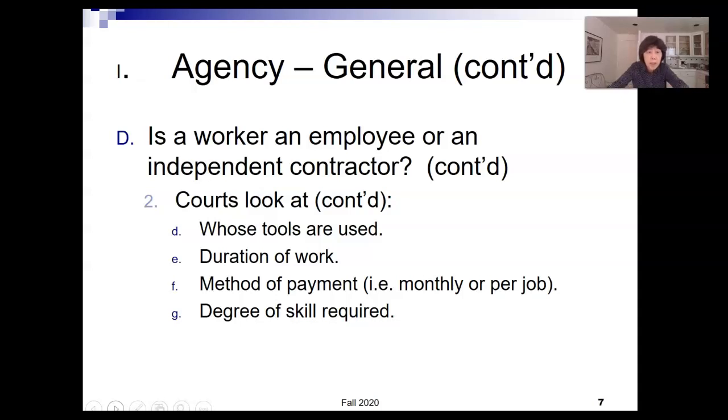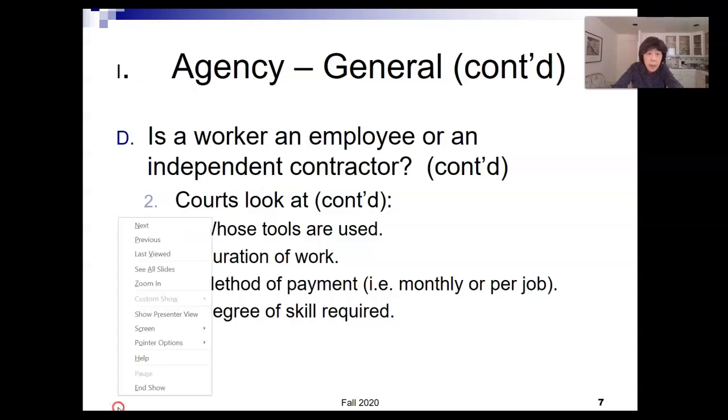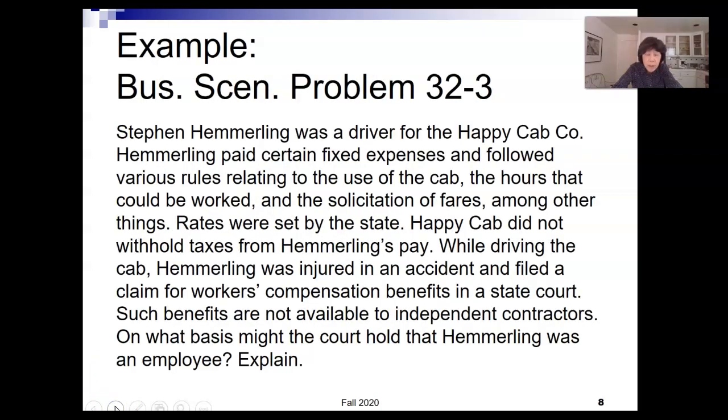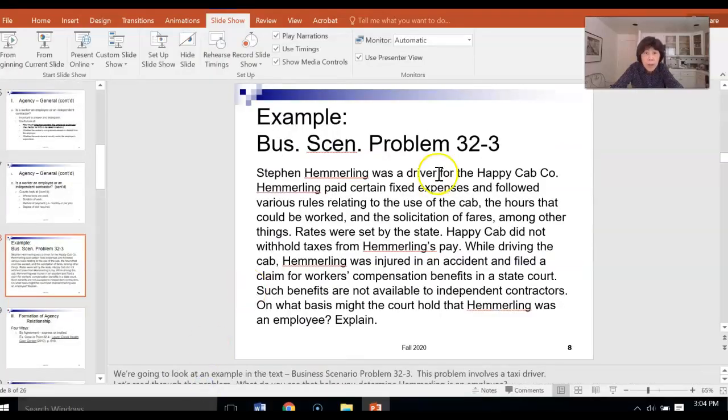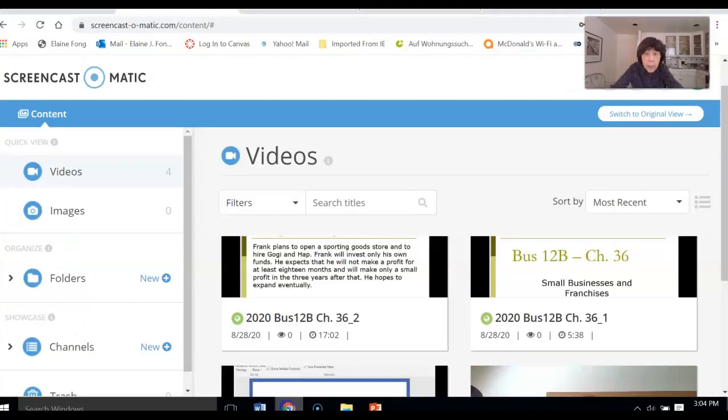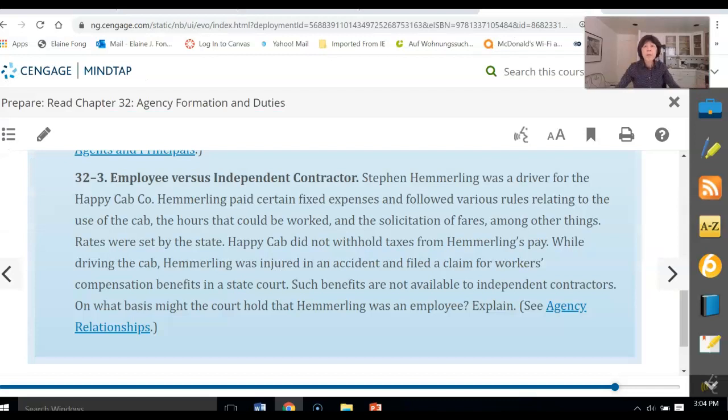All right, we're going to take a look now at a problem from your text. It is business scenario problem 32-3. I'm going to go out to your text, even though I've typed it here. Let me change screens. Here we go. This is in your textbook, problem 32-3. Look at the end of the chapter if you care to see it in your own book. So I'll read this to you.